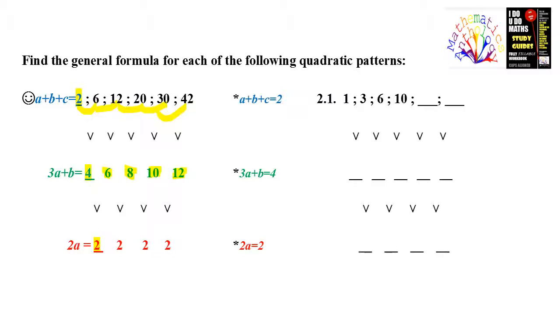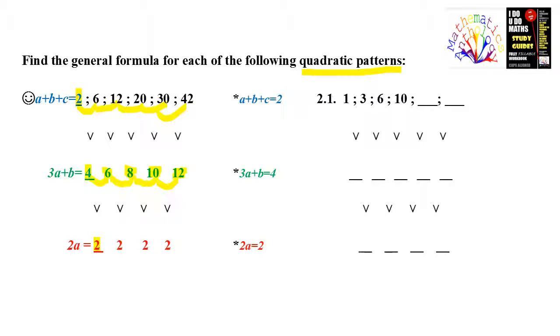Now I can find the differences of my first differences. So 6 minus 4 gave me my difference of 2. 8 minus 6 gave me another second difference of 2. 10 minus 8 gave me a second difference of 2, and so did 12 minus 10. So I definitely know that this pattern is a quadratic pattern because my second differences are all consistently 2.